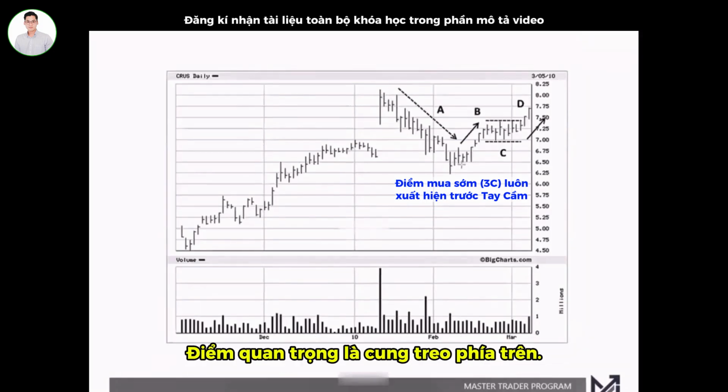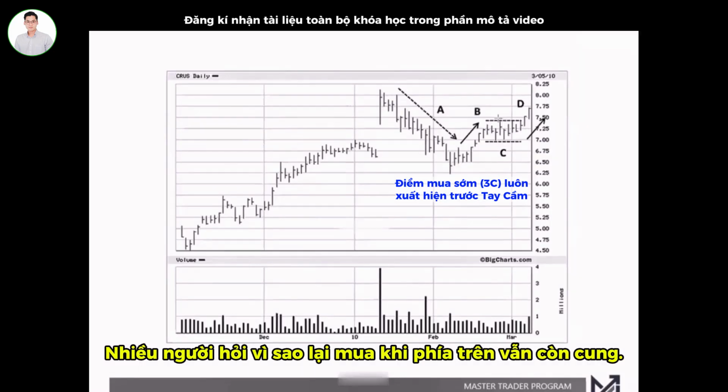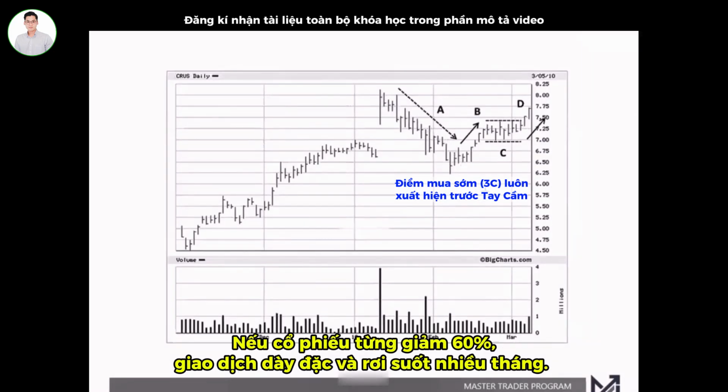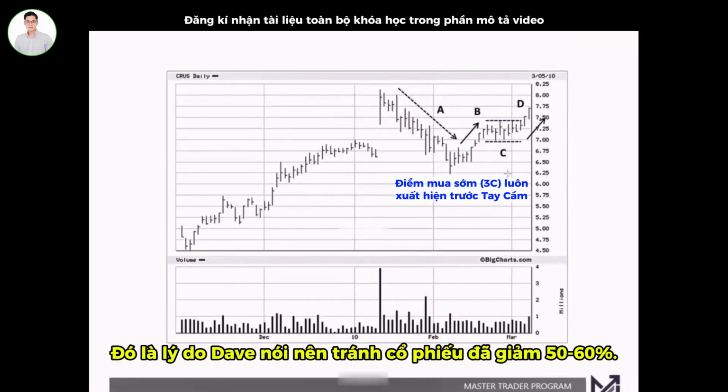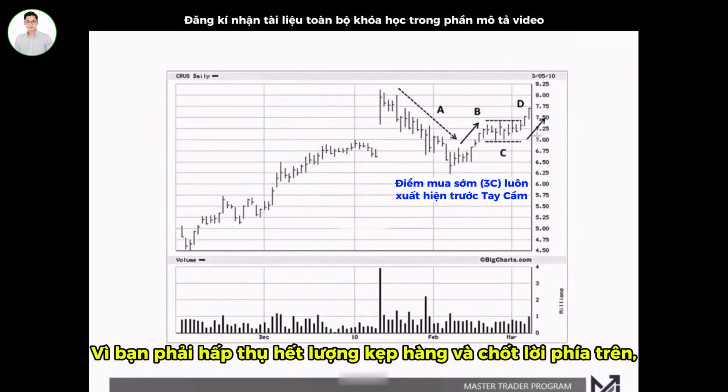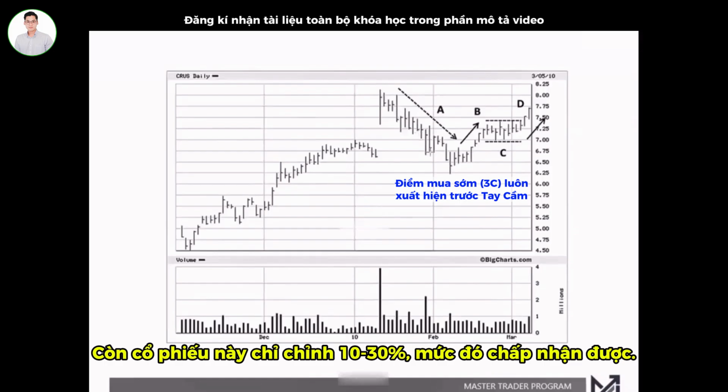I want to back up just a minute and talk about overhead supply again. Some people say, well, why would I buy that, because there's overhead supply. Well, if the decline was 60% and there was all this trading and it went down for 3-4 months, and now you're forming a cheat down there, that's no good. That's why Dave said we stay away from those stocks that are down 50-60%, because now you have to go through all those trapped buyers, and that profit taking up the right side, and you've got all that overhead supply. This stock only came down just a little bit.